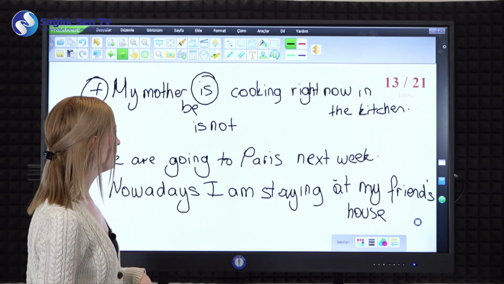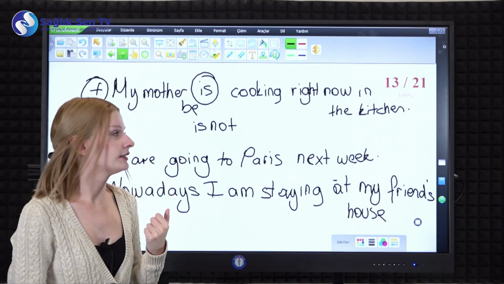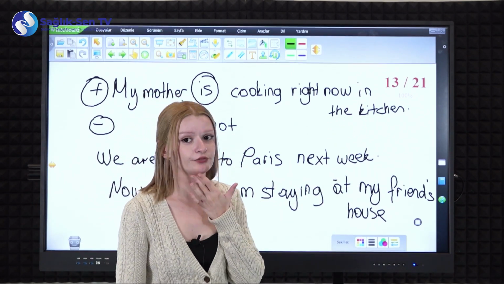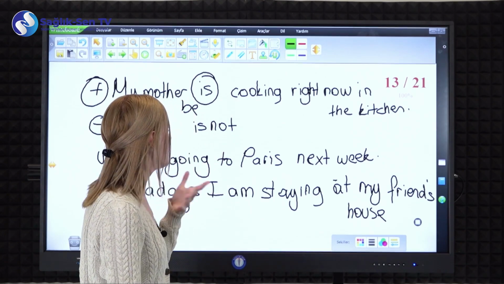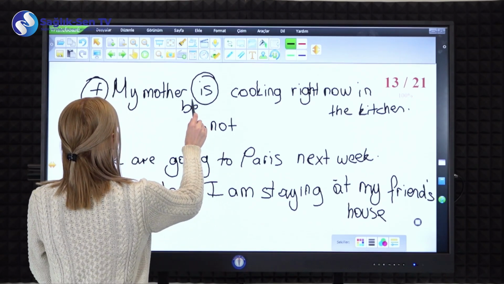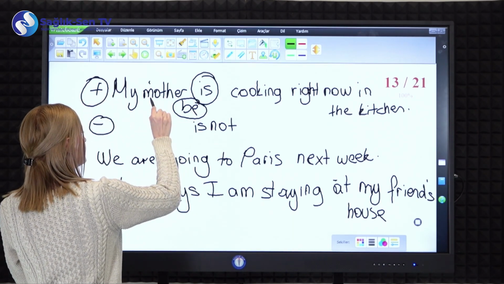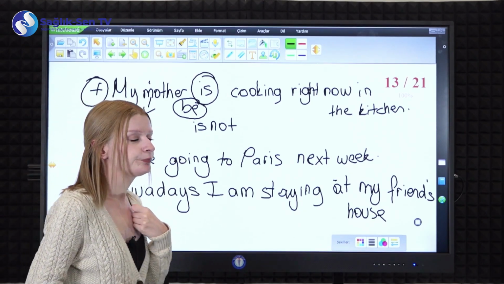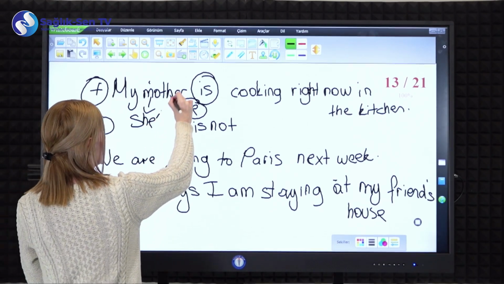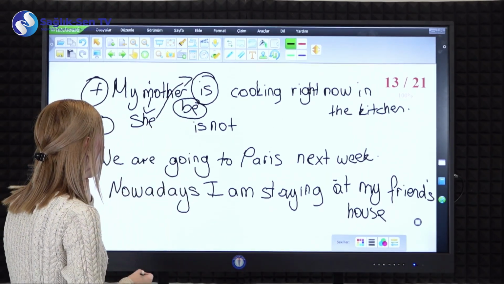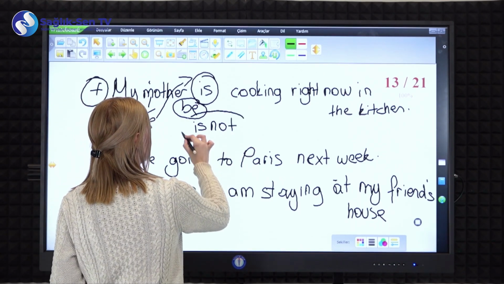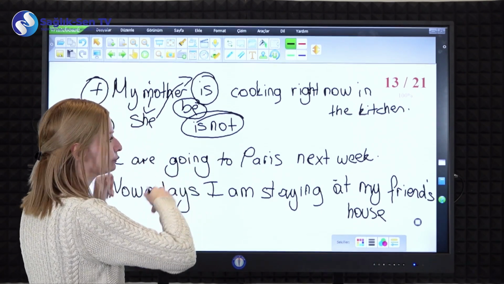My mother is cooking right now in the kitchen. This is an action that is happening right now, as we can understand from the sentence. This is an obvious example that you can understand. This is my be form because my mother, in the form of a subject, is she, and she gets is. Or if I wanted to make this sentence negative, I would use is not, and the rest would be the same.